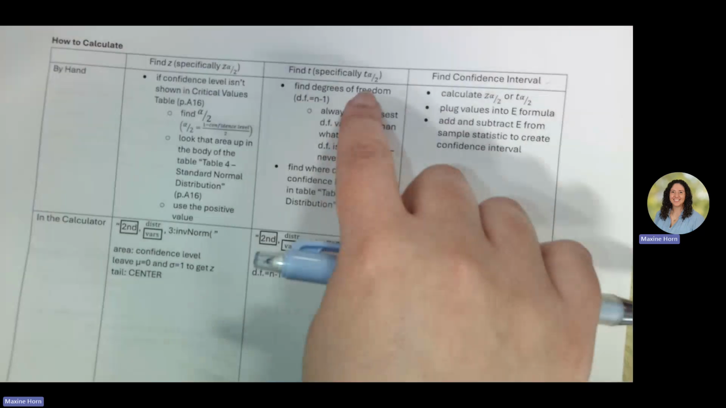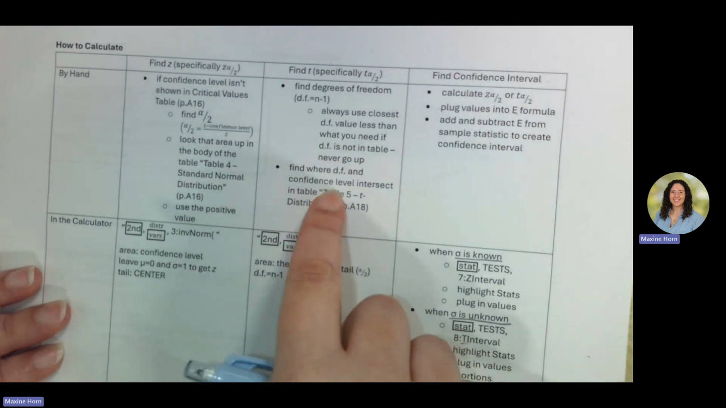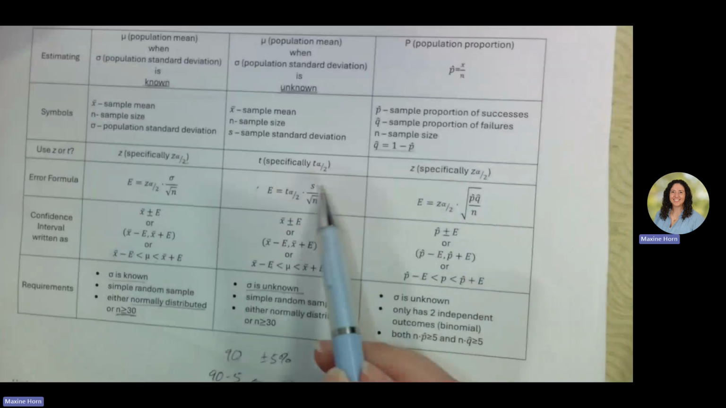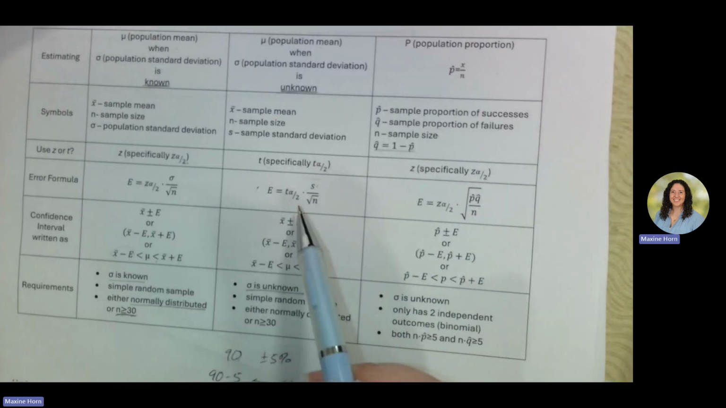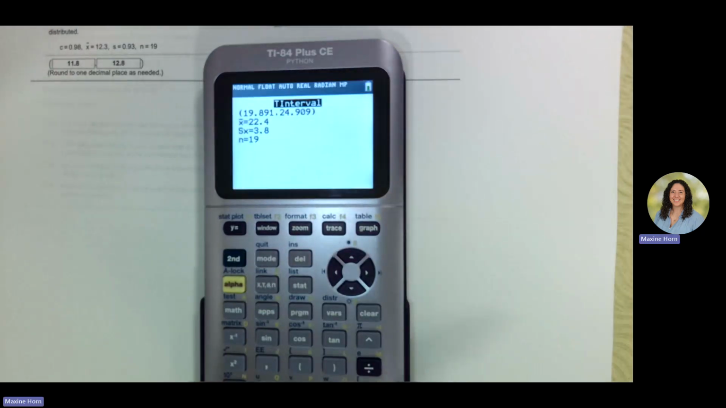If you do it by hand, here are your steps. Find your t-alpha halves, either looking at the table or in the calculator. I think the table is faster. Then you plug those values into your E formula. Again, your error formula is this. Then you plug that error in to find your interval. That's if you were doing it by hand. We're going to do it in the calculator because it's much faster to do it in the calculator.